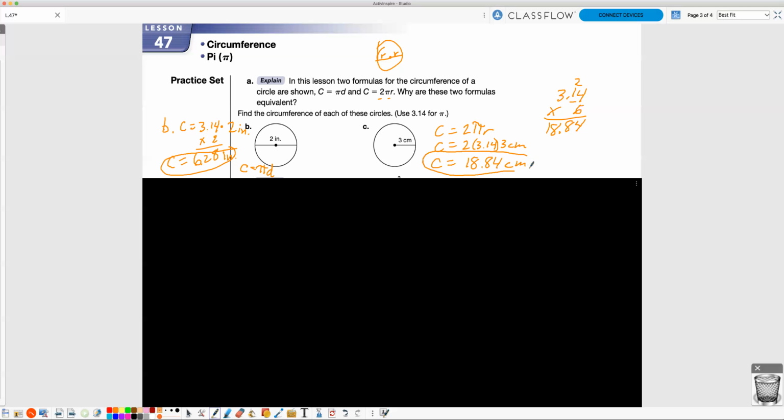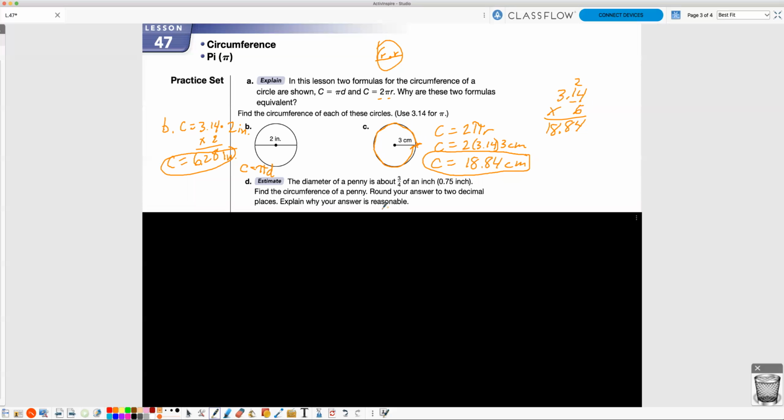That's the distance around this circle. So let's just say we start here, and if we moved around this distance, the circumference of this circle is 18 and 84/100 centimeters.